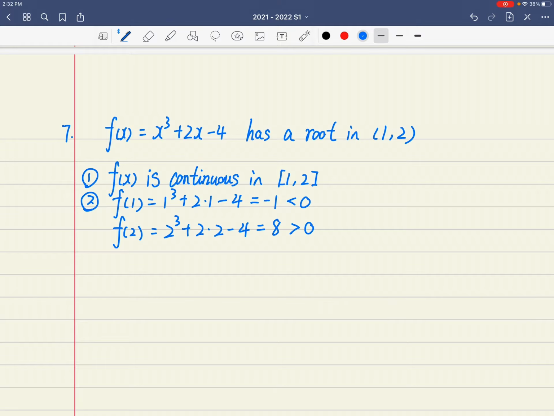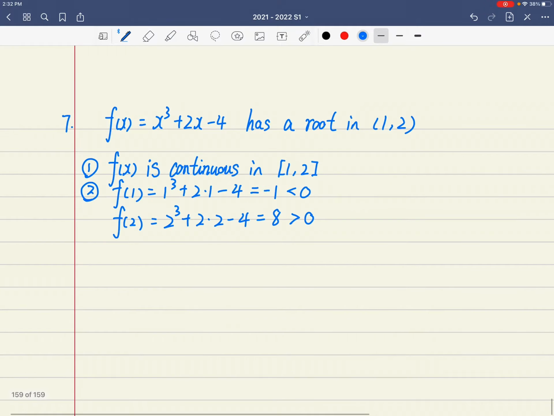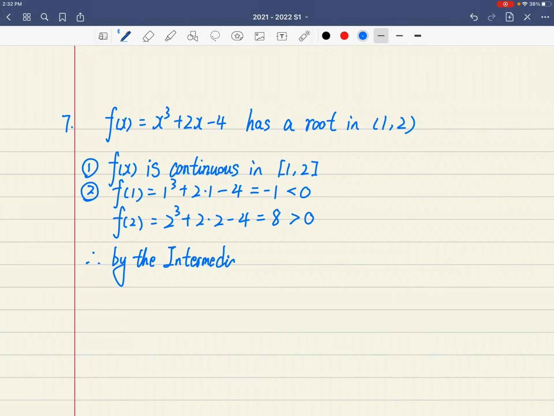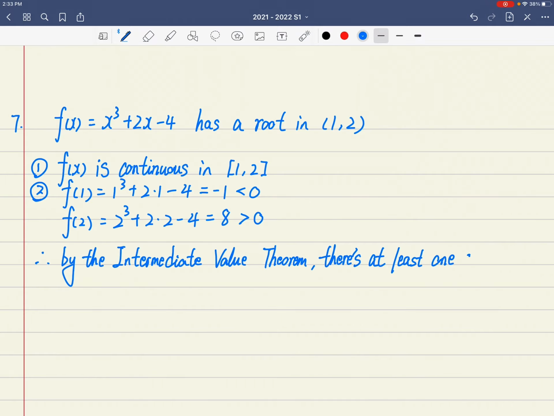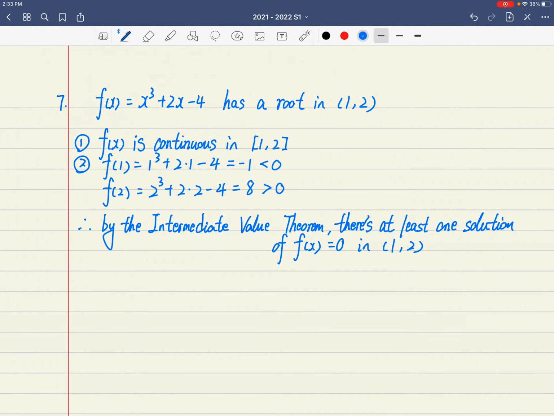That's why, by the intermediate value theorem, we know that there exists at least one solution of f(x) equal to 0 in the interval [1, 2]. Okay, so that's the first part of problem 7.